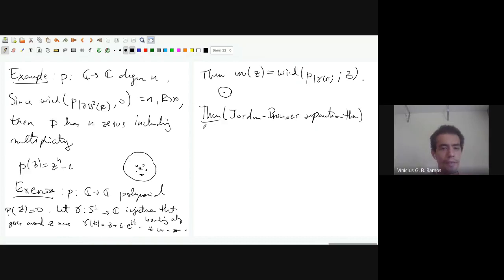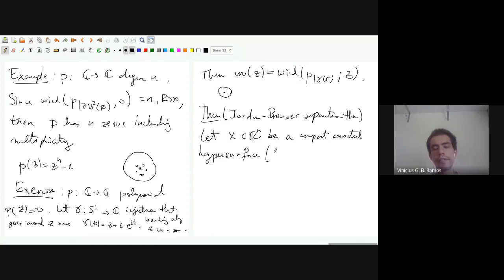So it says the following: let X in R^n be a compact connected hypersurface. So it just means a submanifold of codimension 1. That's what it means to be a hypersurface.